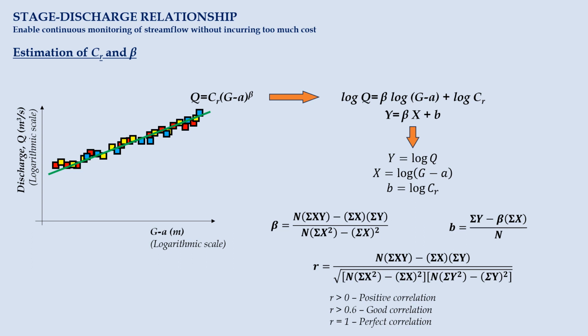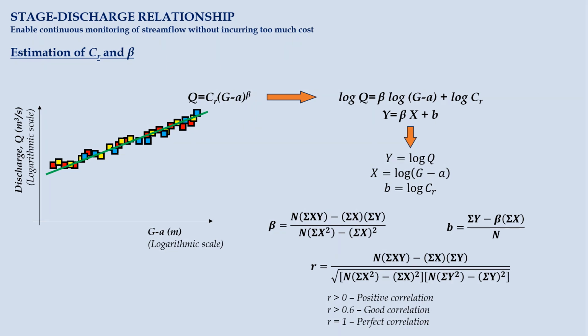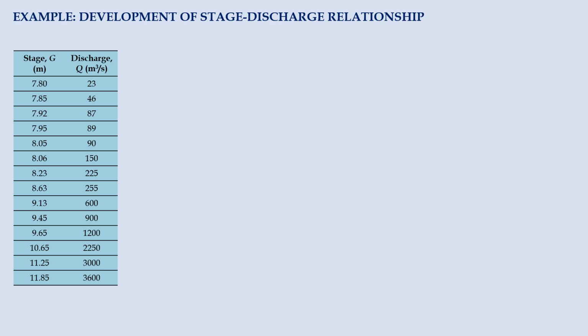The correlation coefficient R denotes how y and x are correlated with each other. Positive R value means both variables are positively correlated, and this should be our case. Value of 1 means both parameters are in a perfect correlation. Value greater than 0.6 shows good correlation. The following example shows the data of stage and discharge obtained from field measurement.